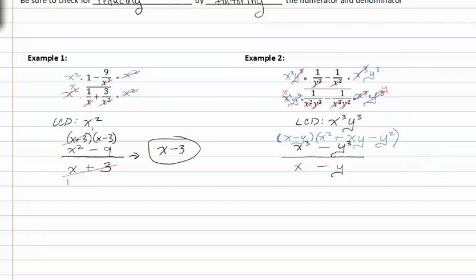So since I've factored the difference of cubes, I can now divide out the common factor between the numerator and the denominator. This gives me a final answer of x squared plus xy minus y squared, which doesn't factor further.